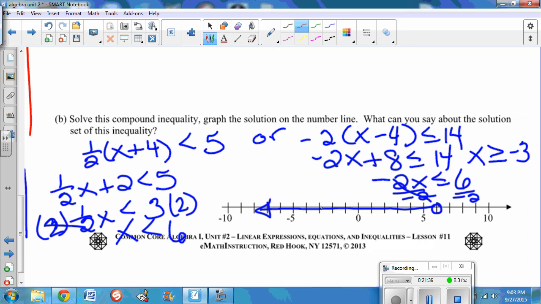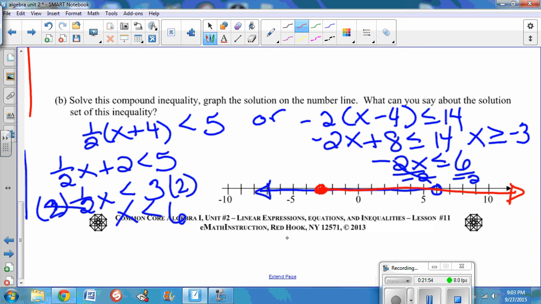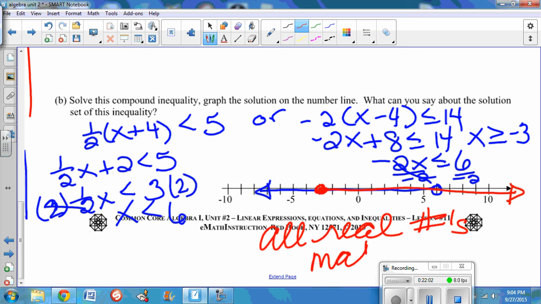Greater than or equal to, holy smokes, what's happening here? I could pick any number on this number line. Notice arrow to the left, arrow to the right, everything is filled in. What could we say about the solution set for this inequality? All real numbers would make it true. Okay, we have infinite solutions to this one. Nice job.